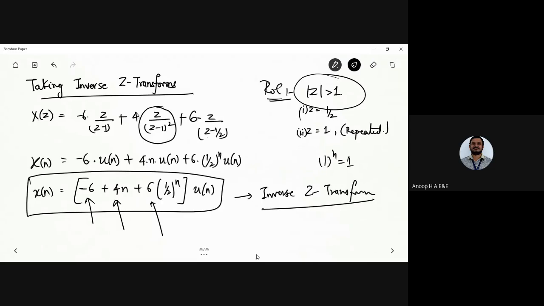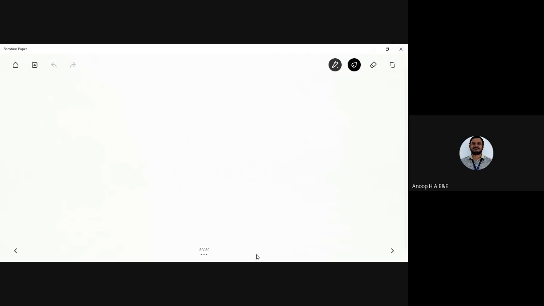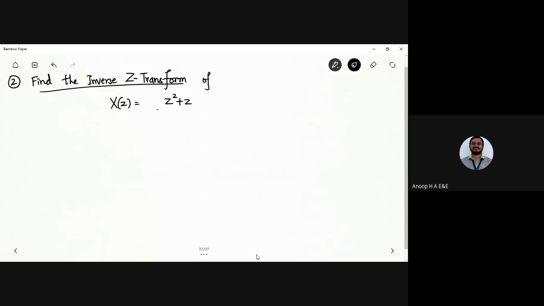Now moving on to the next problem, the second problem. I hope you understood how we can solve it for repetitive roots. In the same way, I have the next problem. Find the inverse z transform of x of z equal to z squared plus z divided by (z minus 1/2) cubed multiplied with (z minus 1/4). Okay, so this is the given x of z.